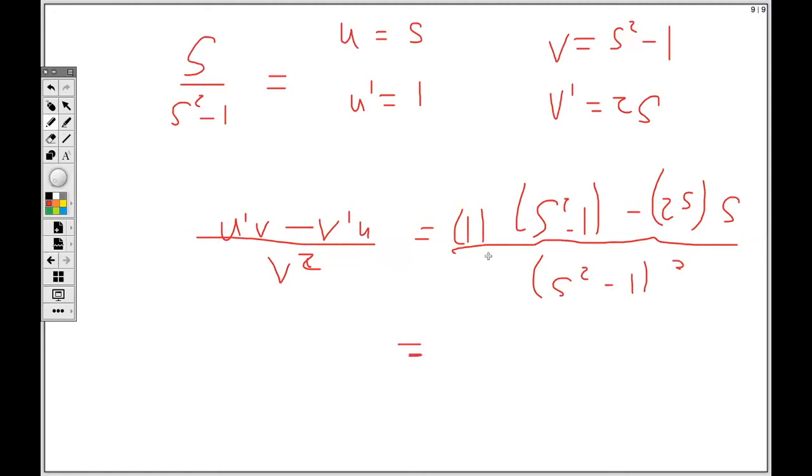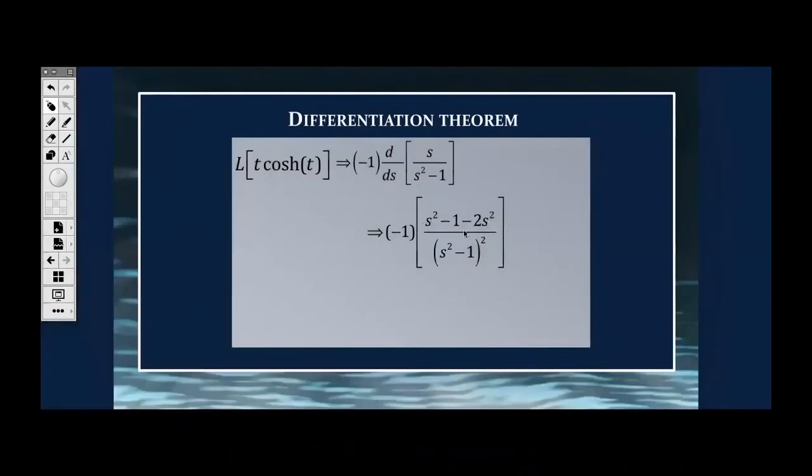So multiplying this, 1 times the s squared minus 1 is going to give you s squared minus 1. S times 2s gives you minus 2s squared. And we have s squared minus 1 all squared. So that's what I have on the slide. So let's get back to it. Subtracting these two, we'll have a minus. So it will be negative 1 minus s squared, for you to subtract s squared minus 2s squared. But because of this negative, it will change this to positive.